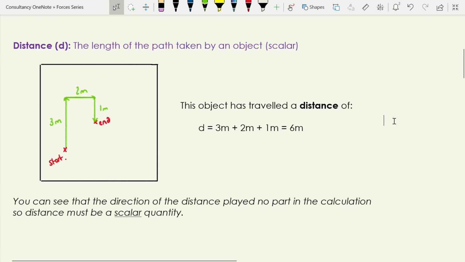What that means is it wouldn't have mattered if we'd gone 3 meters right, 2 meters up, and 1 meter left. We'd still have gone a distance of 6 meters. Even if I'd gone 3 to the right, 1 to the left, and then 2 to the left, I've still done a distance of 6 meters, even though I haven't gone anywhere.